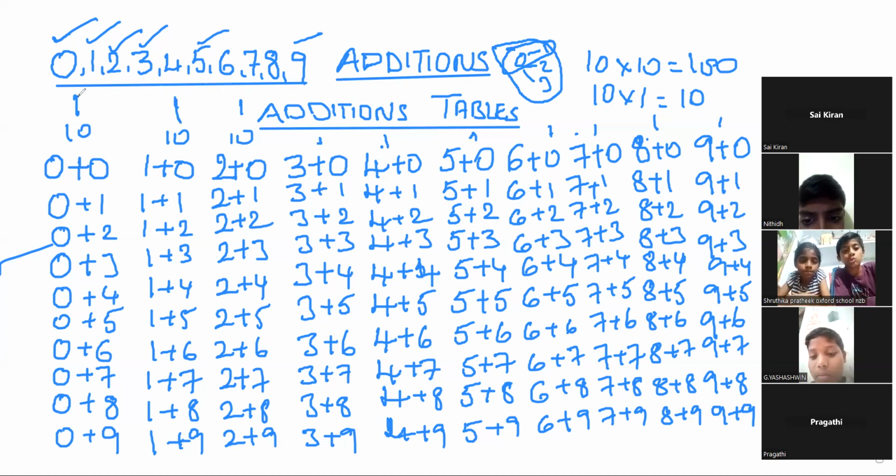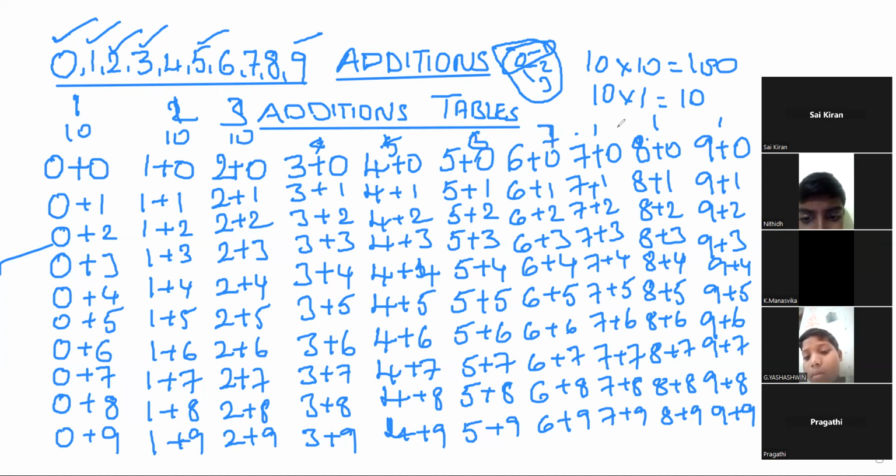With 0, it's the first permutation. With 1, second permutation. With 2, third permutation. With 3, fourth permutation. With 4, fifth permutation. With 5, sixth permutation. With 6, seventh permutation. With 7, the eighth permutation. With 8, the ninth permutation. With 9, the 10th permutation.